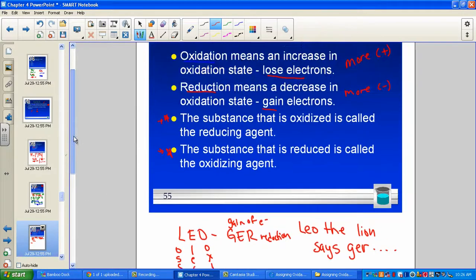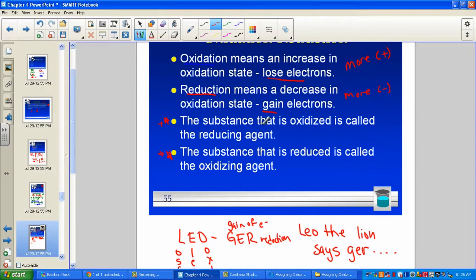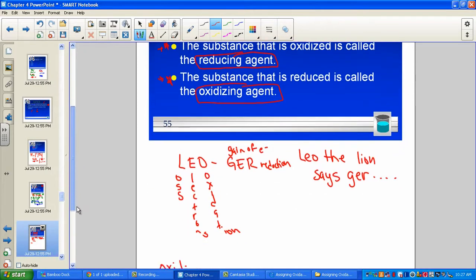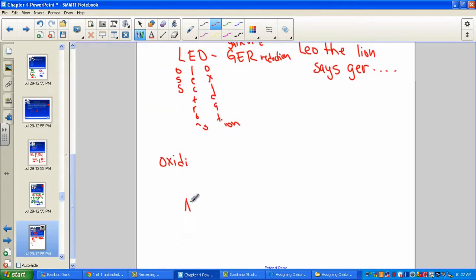But up here, and I'll go ahead and show the slide, the substance that is oxidized is called the reducing agent, and the substance that is reduced is called the oxidizing agent. Go ahead and fill those blanks in, and then let's go down and give some clarification to those vocabulary words.